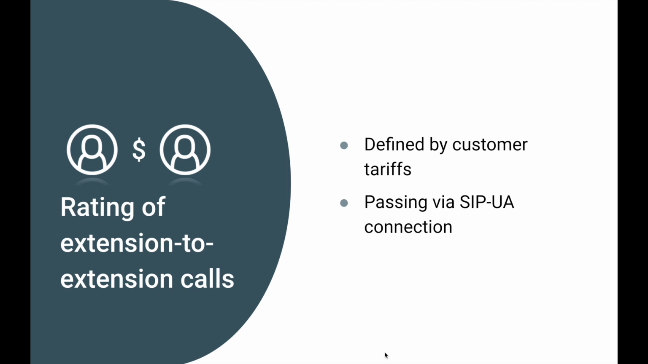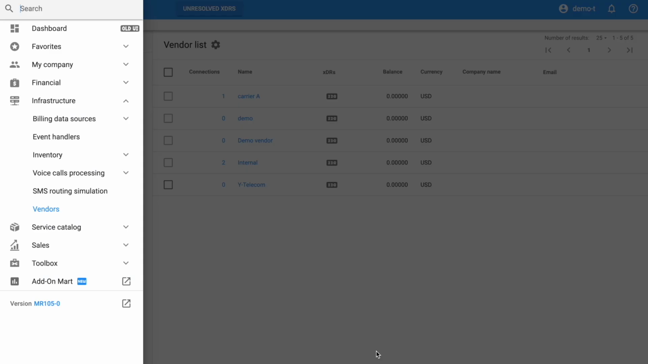Extension-to-extension calls are delivered using the SIP UA connection within PortaSwitch. No other carriers are involved except the operator that provides the Cloud PBX services. Calls that pass through SIP UA connection do not generate any additional costs. This connection is just used to collect statistics on intra-company calls. Let's see where we can find this on our web UI.